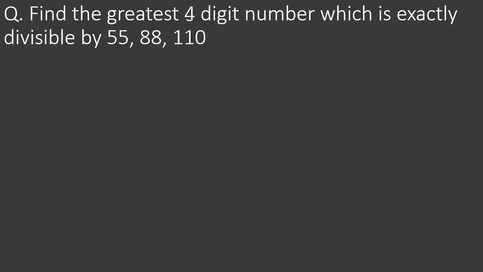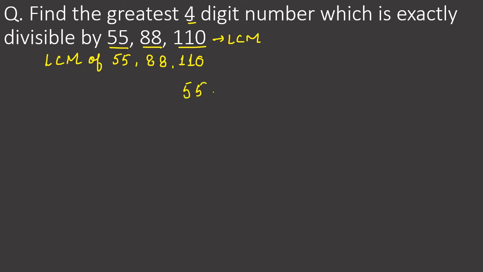Next question is, find the greatest 4-digit number which is exactly divisible by 55, 88 and 110. So firstly, we have to find out the LCM of 55, 88 and 110. So let us find the LCM of 55, 88 and 110. So all the three numbers are divisible by 11. 11 fives are 55, 11 eights are 88 and 11 tens are 110.